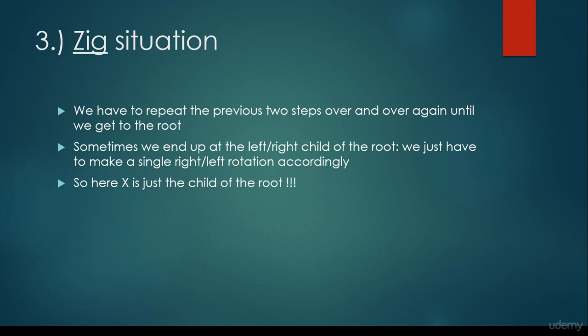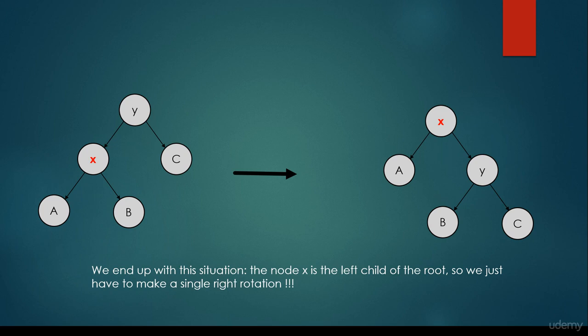Now, for the zig situation, we are not able to solve it with the help of 2 rotations because we just have to make a single rotation. So here the x is just the child of the root, so we have to make a single rotation. For example, this one, x is the left child of the root, so we just have to make a right rotation. And after the rotation, x is going to be the root node.